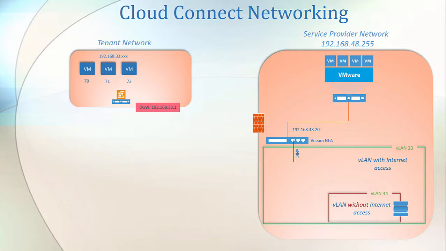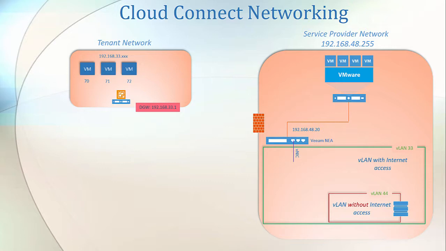For VLANs with internet access, Veeam Backup and Replication can also route traffic to the internet through the network adapter, the vNIC, on the network extension appliance that is connected to the service provider network.